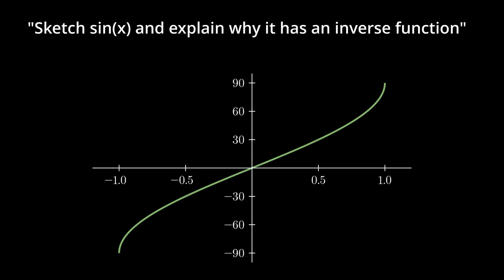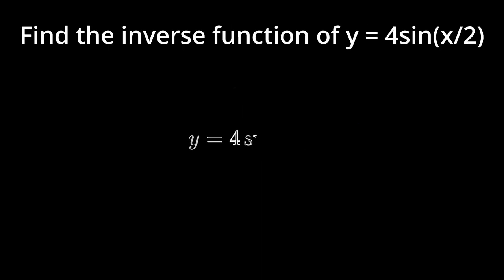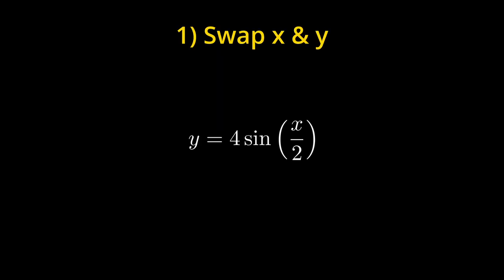So what? Well, where this really comes in useful is when you're asked to actually find the inverse itself. So for instance, if we're given y is equal to 4 sine of x over 2 and told to find the inverse, our process is as follows. 1. Swap x and y. So now we have x is equal to 4 sine of y over 2.